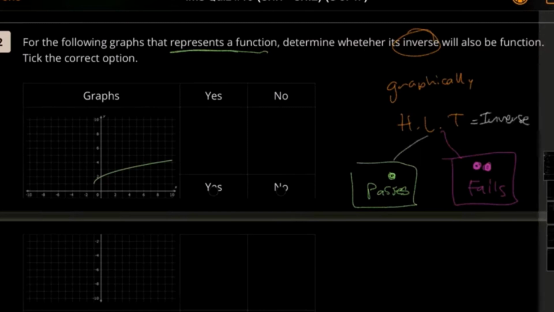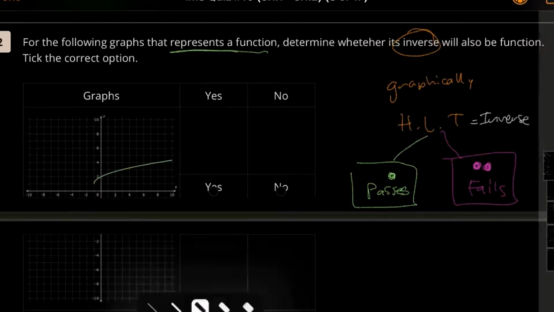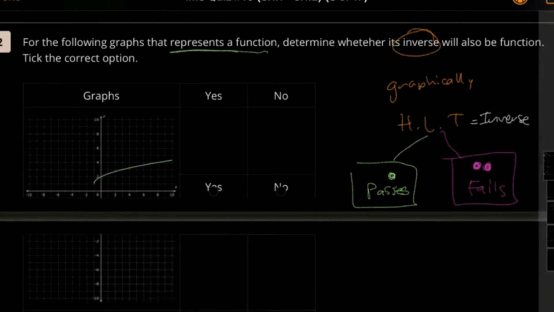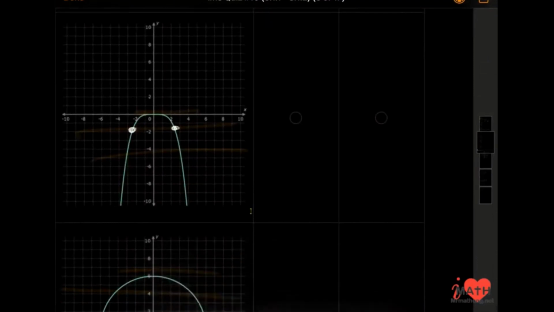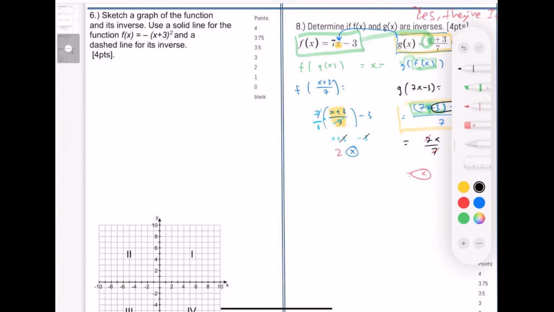So let's take a look at these graphs. Again, you just do the same thing. You can just draw a horizontal line, a couple of places, and if I just chose this one, that's 2 dots, so that would be a fail, so the answer for that one would be no.